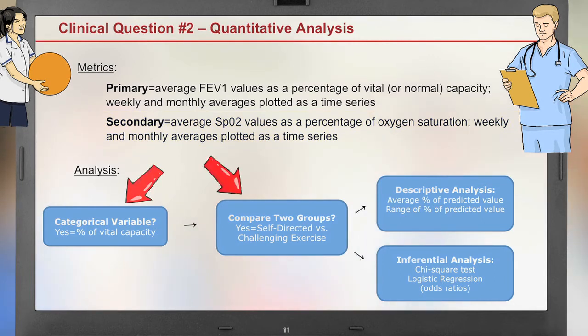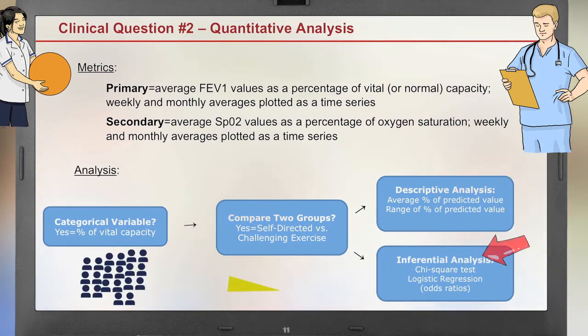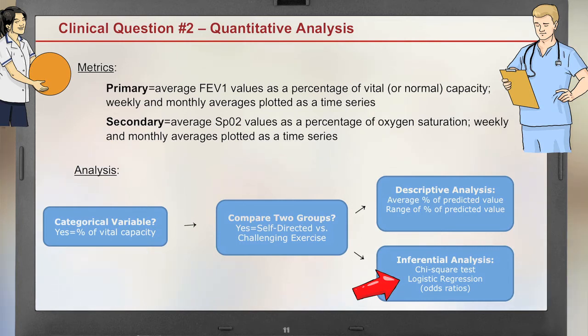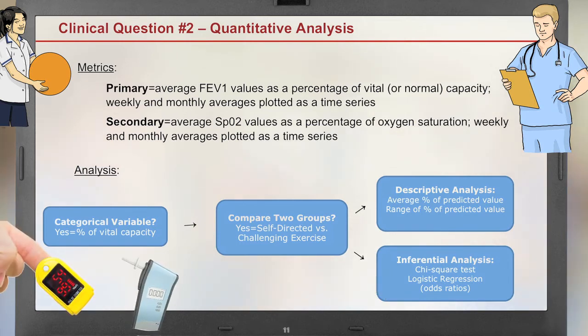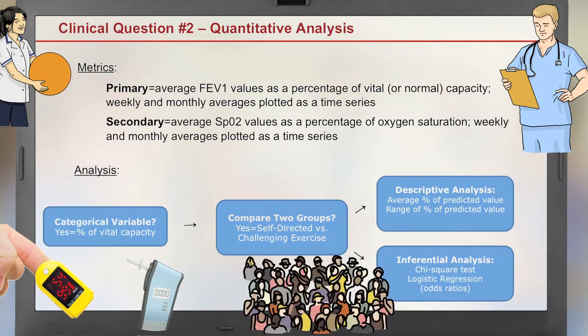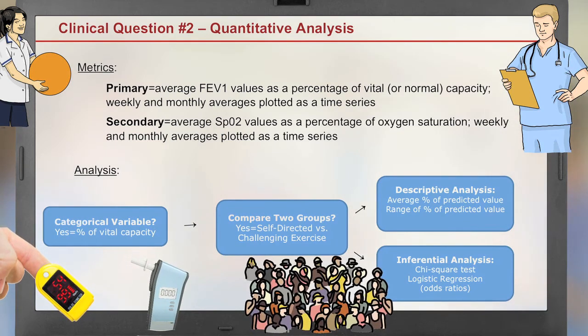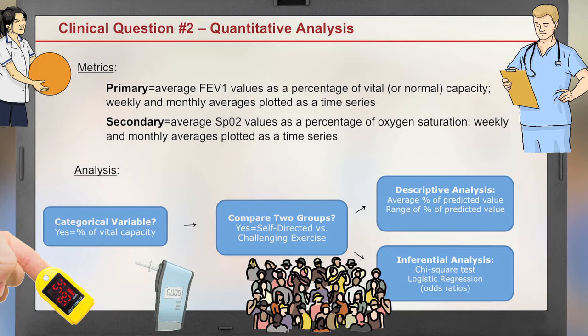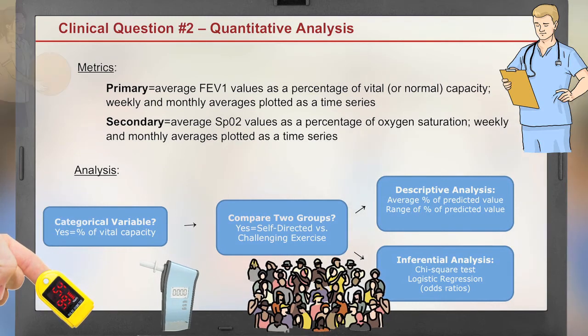We are working with a categorical variable and comparing two groups. Our descriptive analysis will focus on average percentages and ranges of percentages. Our inferential analysis will focus on chi-square tests to compare group percentages and perhaps logistic regression to predict whether FEV1 and SpO2 values fall within a healthier versus less healthy category based on group membership and other factors like patients' age, sex, and body mass index.